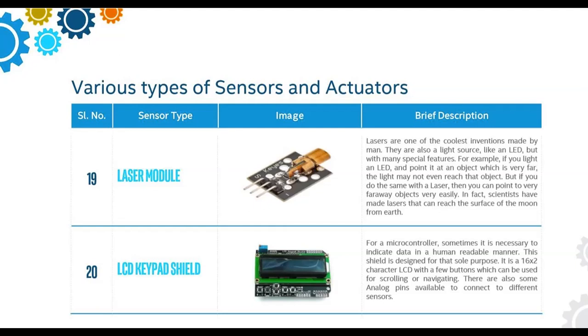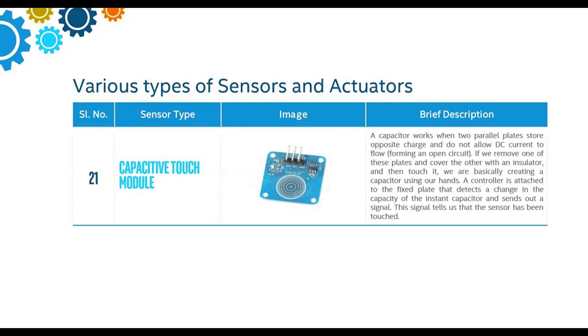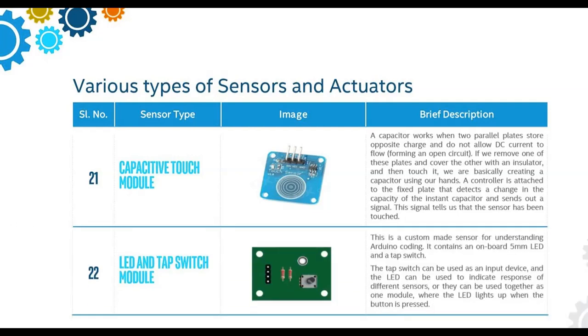And these are the sensors and actuators which are used to design a circuit. They may be used in robotics and in IoT, and associated with a microcontroller or microprocessor, we can design a good application. For example, agriculture, home automation, theft recovery, or any sort of different applications by using such components. We have a capacitive touch module, and we have an LED and tap switch module itself. So we can read the detailed information through this.